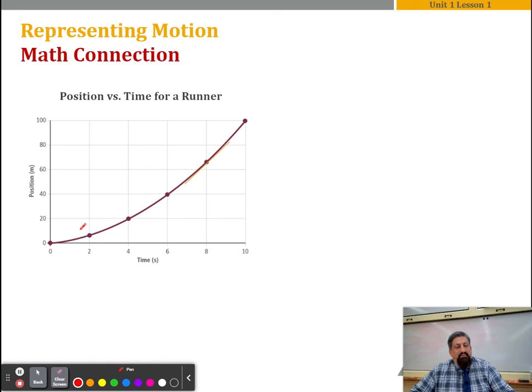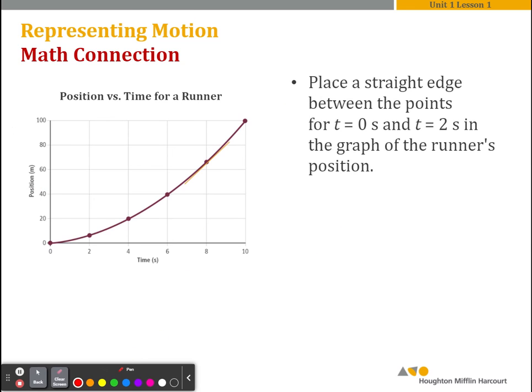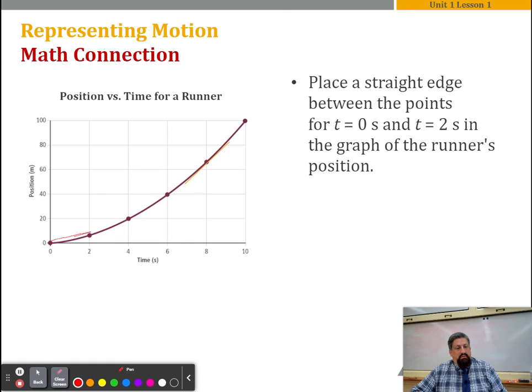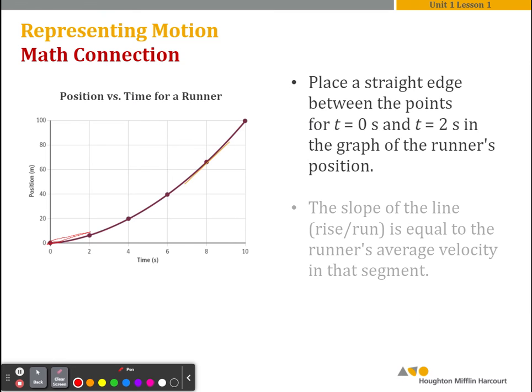We would graph that person's motion. If we graph their position versus time, we would get a graph that looks like this. But if we put a straight edge on here between t equals 0 and t equals 2, we would get a line like that.